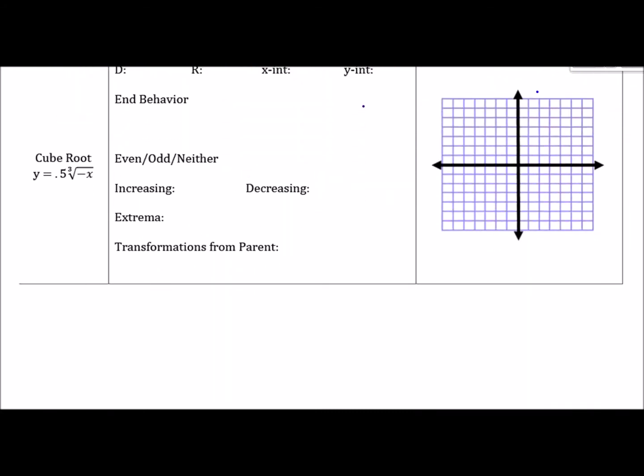Okay, this one's 0.5 times the cube root of negative x. So let's get a graph going up here.